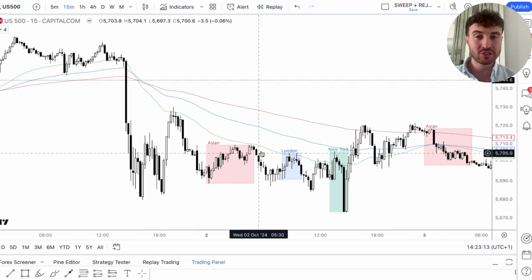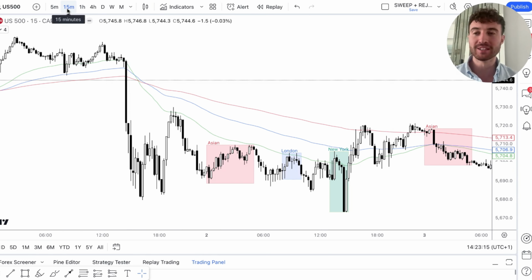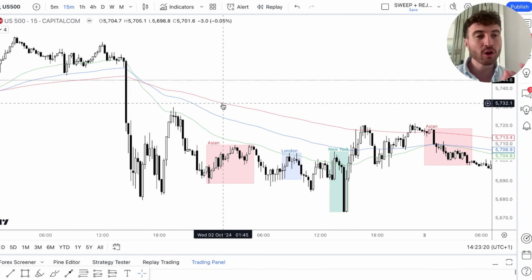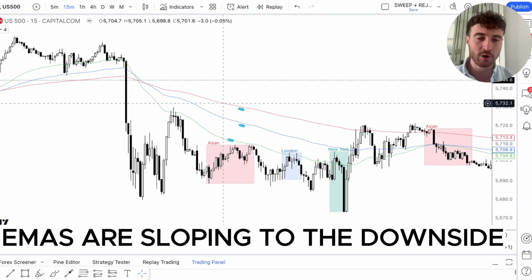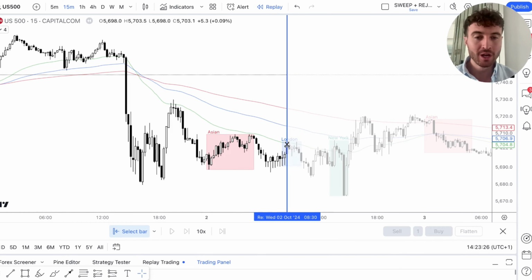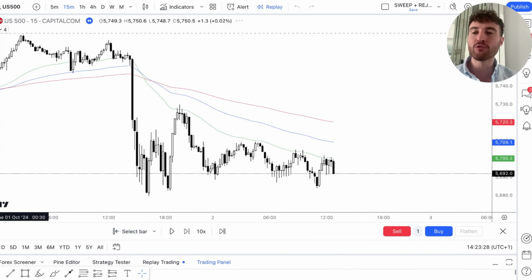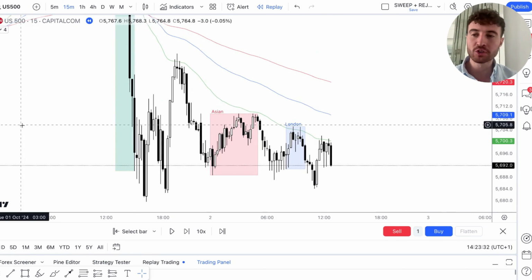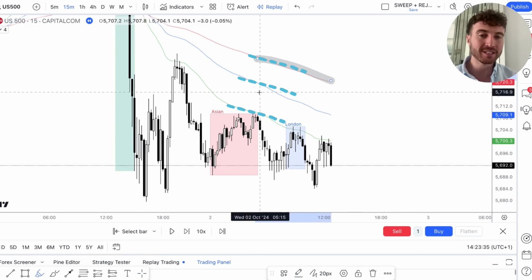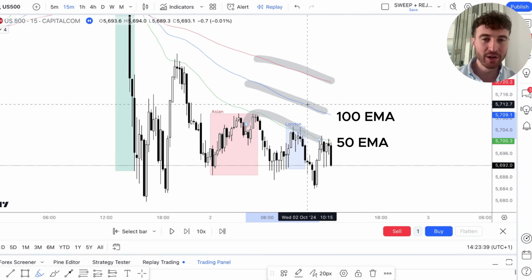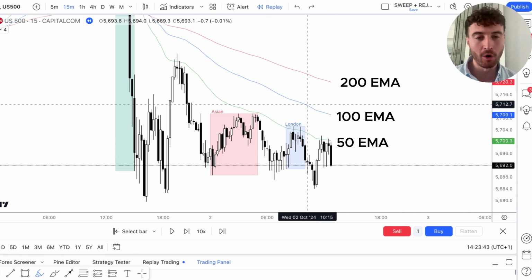So when we just zoom out slightly, this is on the 15-minute time frame on the US 500, and what you can see is all of the EMAs are sloping to the downside, and they are indeed in order. Let's go back here just before the New York session. All of the EMAs are sloping to the downside right here. The 50 is on the bottom, the 100 is in the middle, the 200 is on the top, indicating that we are in a seller's market.